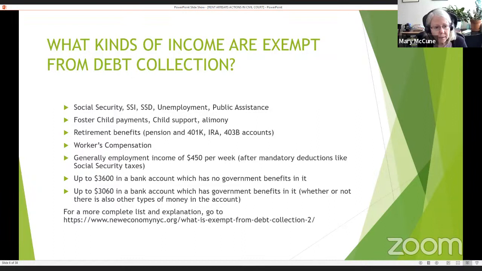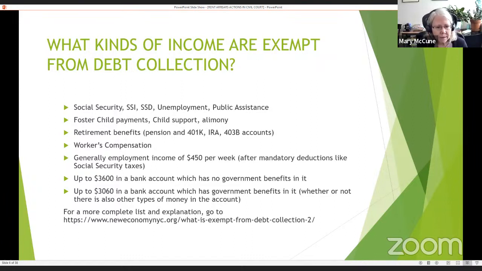Generally, I think people are familiar with the concept of wage garnishment, which is when somebody you owe a debt to gets the legal right to collect the debt. They can contact an employer and ask them to take a certain amount out of your paycheck every week until the debt is paid. So the law does protect income up to $450 a week take-home pay from wage garnishment. So they can't touch your paycheck if your take-home pay after mandatory deductions like Social Security or Medicare taxes is $450 a week or less.